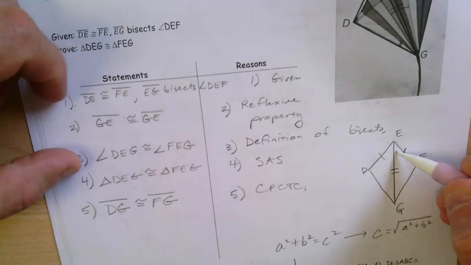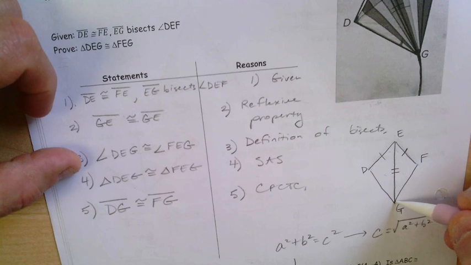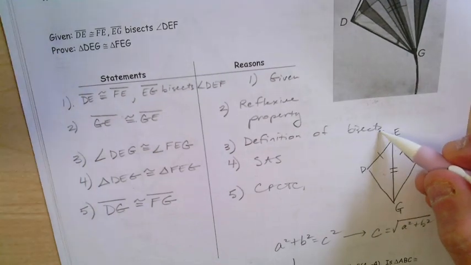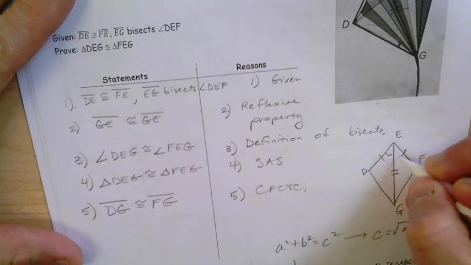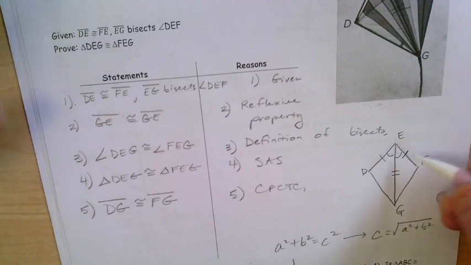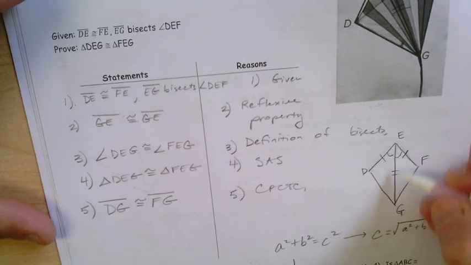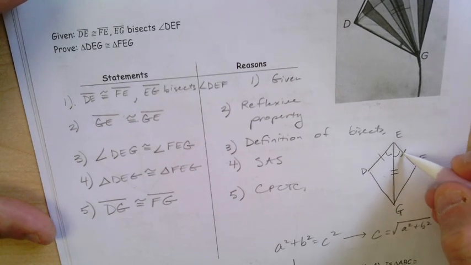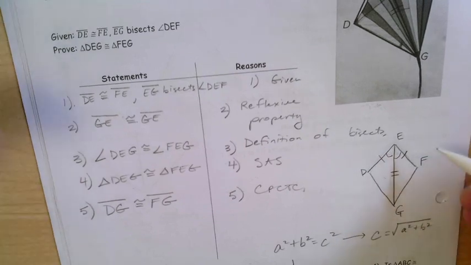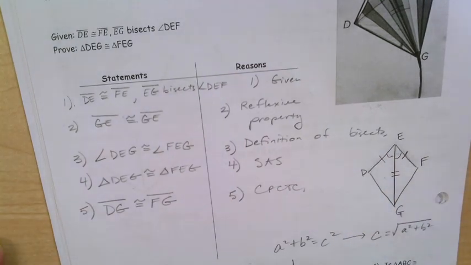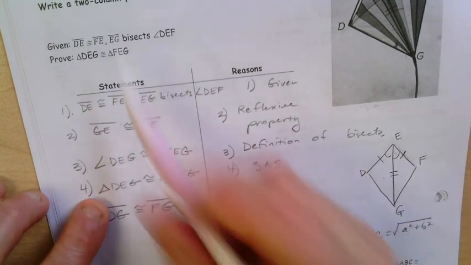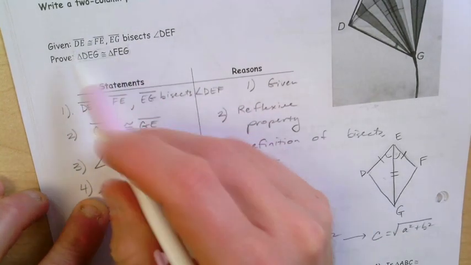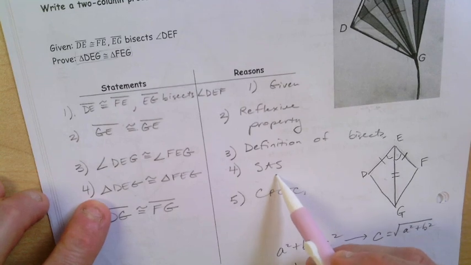So I wrote down angle DEG is congruent to angle FEG by the definition of bisects, okay? Now if I mark that in my picture here, what I notice is that my triangles are congruent. I have side, angle, side. Side, angle, side. Remember that included angle has to be between those two congruent sides. And so I went back to my proof and I said, hey, the triangles are congruent, what I'm trying to prove, by side, angle, side, okay?